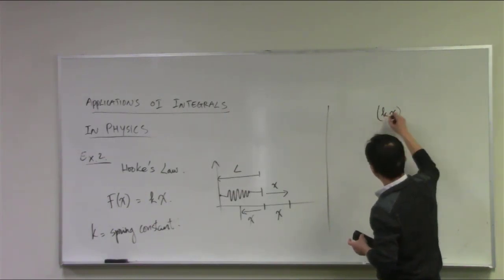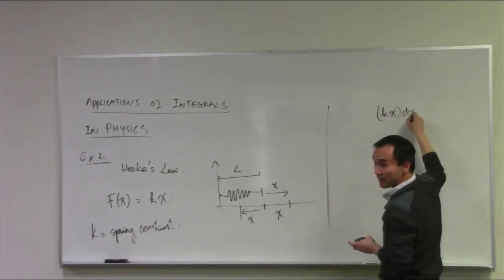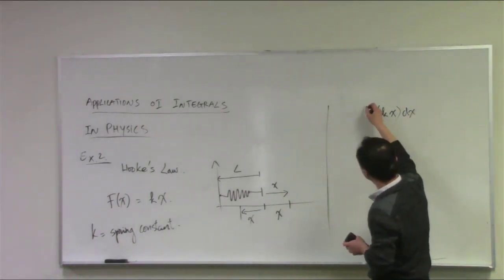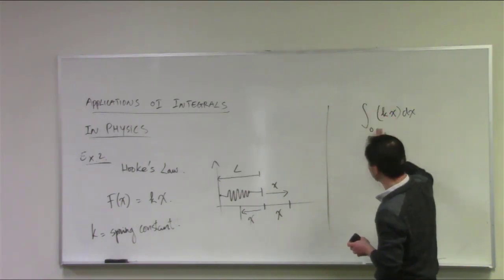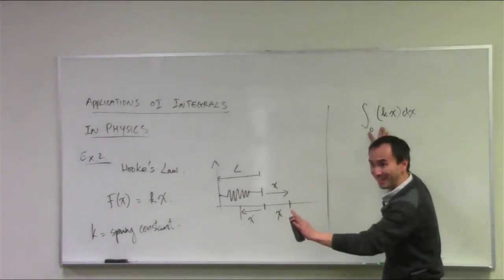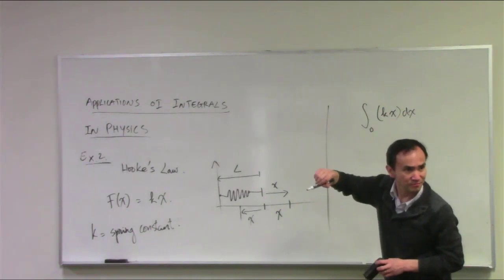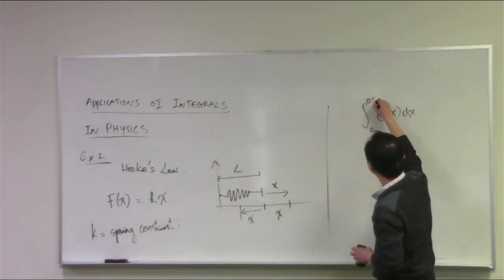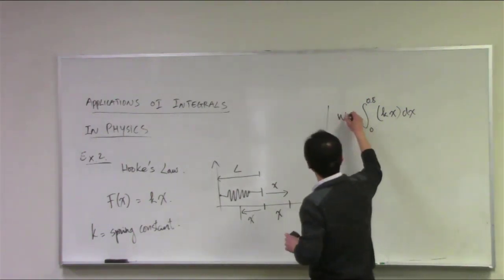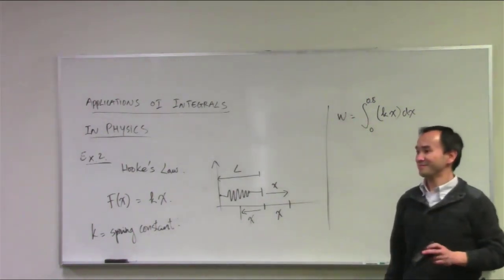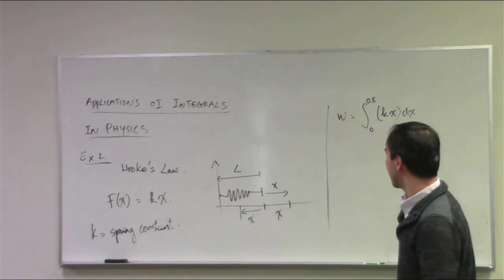But with that amount of force, we multiply by the small amount of change in distance. And we're accumulating all those little work amounts from 0, because 0 means the natural length, to 0.8 feet away. That's our setup to get the total work. So that's one way we're approaching that.